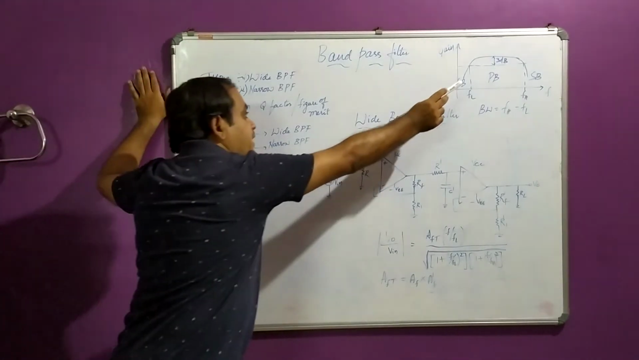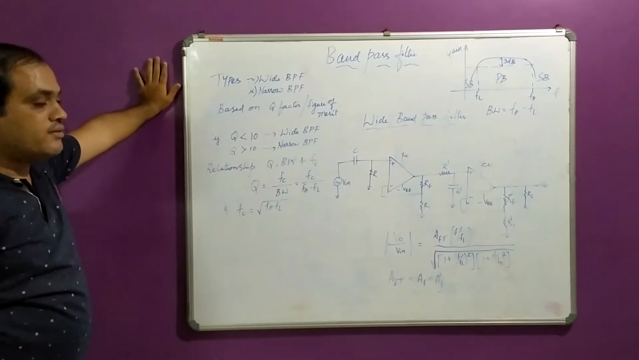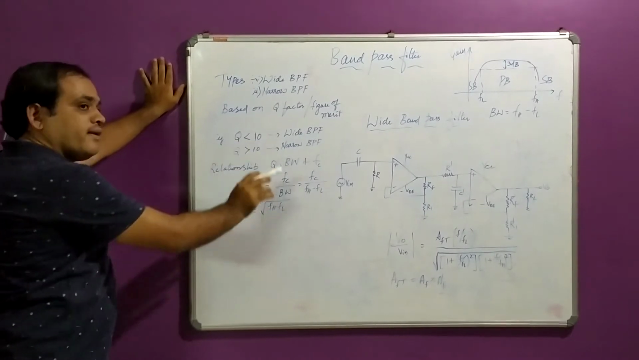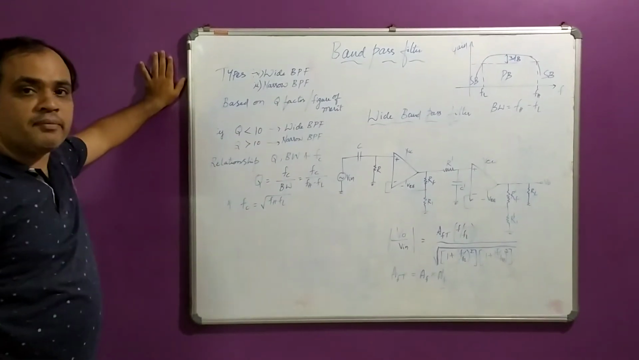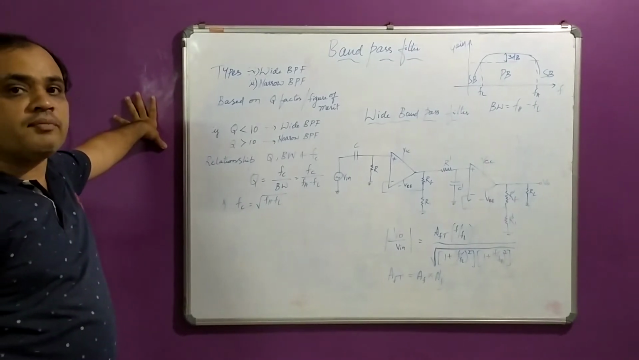Now this particular band is a flat band. A narrower band means it will have sharp edges. Therefore, if the quality factor, that is Q, is less than 10, it is called a wide band pass filter. If the quality factor is greater than 10, it is called a narrow band pass filter.